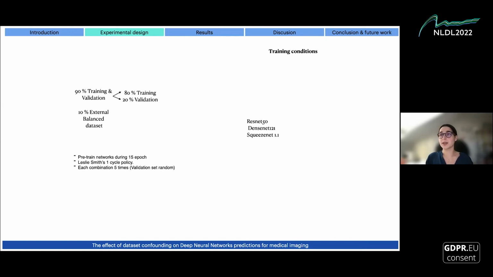We use pre-trained networks. We train them for 15 epochs to analyze this. We employ the Leslie Smith one-cycle policy, and we run each combination 5 times, and each time the validation set was randomly selected. We also wanted to know if this is affected by the architecture, so we tried a standard ResNet 50, DenseNet 121, and ResNet 101. Since we didn't find significant differences in the architecture, all the results that I'm going to show now are based on ResNet 50, but please go to the paper if you want to see more details on this.